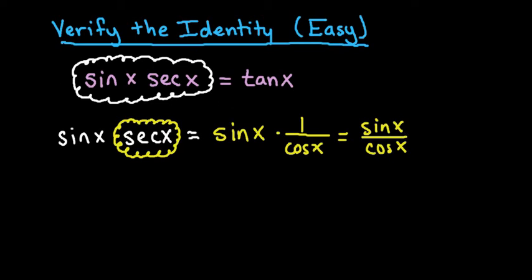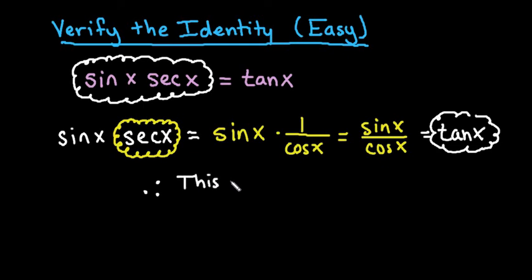So I can say that this part right here is equal to tangent x, and since I have shown that sine x secant x is equal to tangent x, these little dots are used a lot of times to say therefore, and so we can say therefore this is a trig identity. An identity just means that it equals itself.